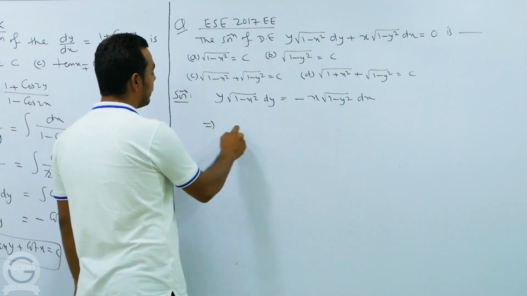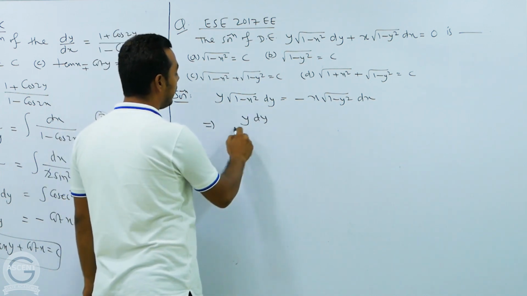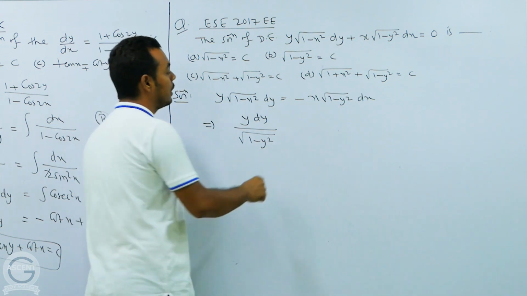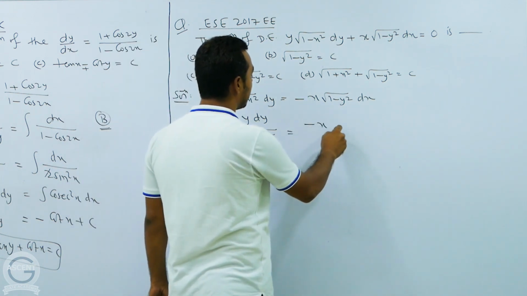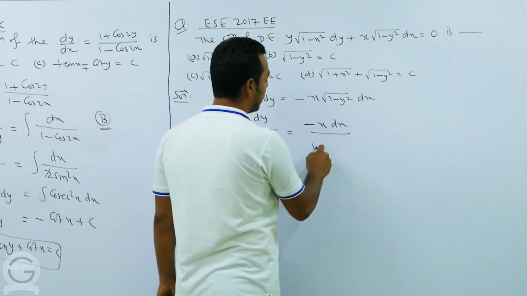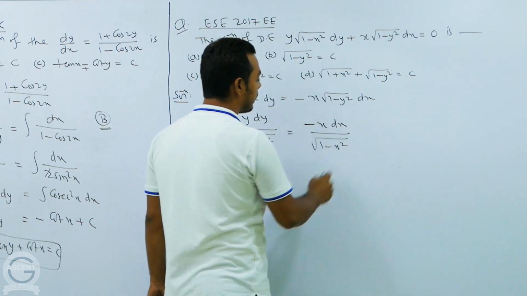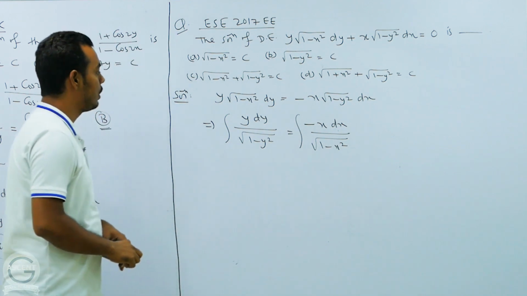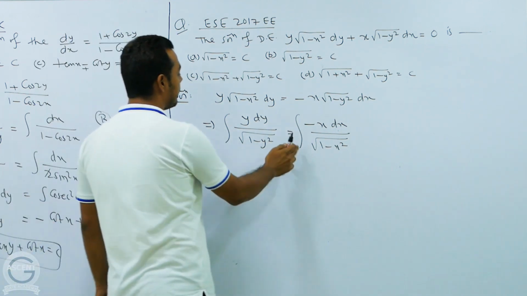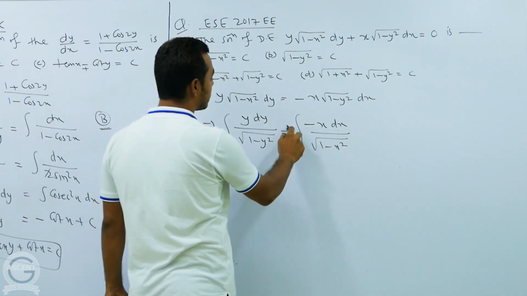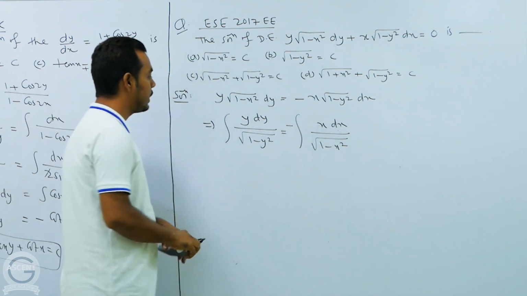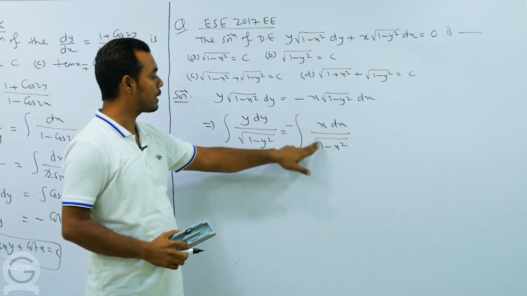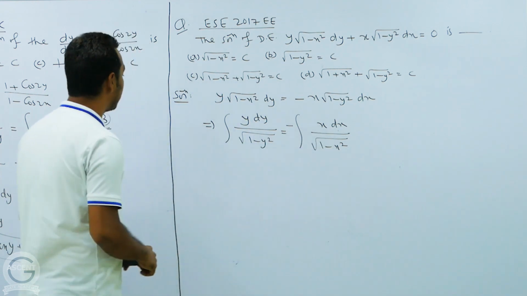So if we separate the variables, then you can write y dy divided by root over 1 minus y square, and this will be minus x dx divided by root over 1 minus x square. Now you have to integrate both sides. So these two integrals are similar. If we take this minus sign outside, then you can see that here you have y by root over 1 minus y square, here you have x by root over 1 minus x square.